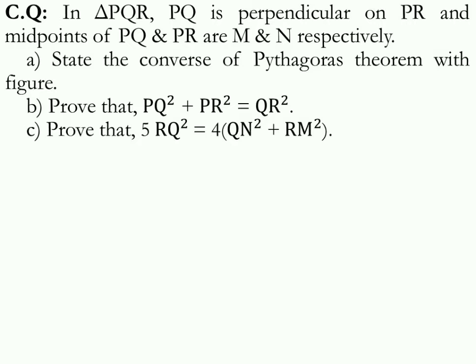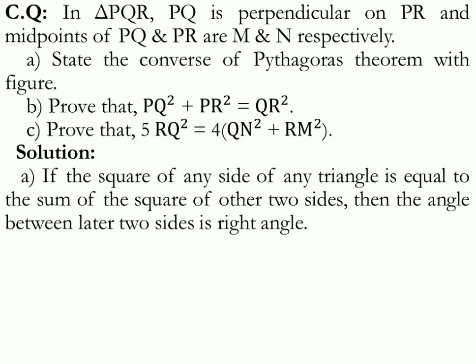Now let us start the proof. Solution from A. If the square of any side of any triangle is equal to the sum of the square of the other two sides, then the angle between the latter two sides is a right angle. That is actually the converse theorem of Pythagoras. That means if the sum of two sides square is equal to the third side square, then the angle included between the first two sides should be a right angle.